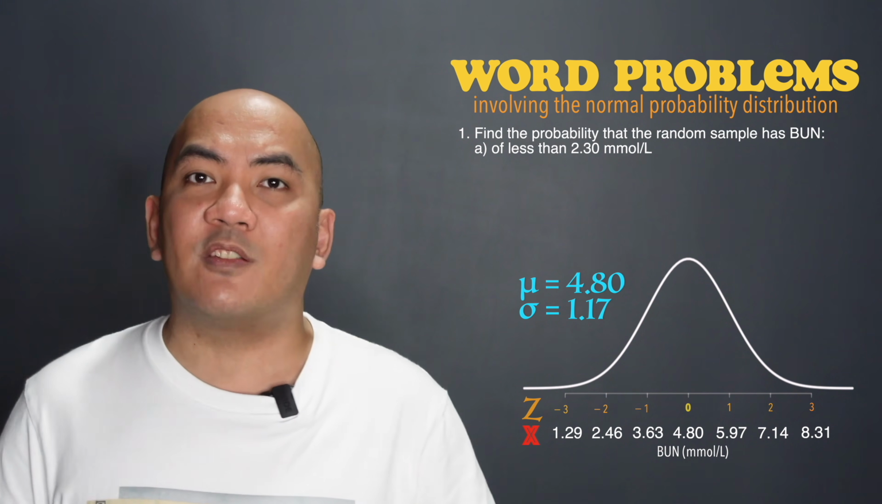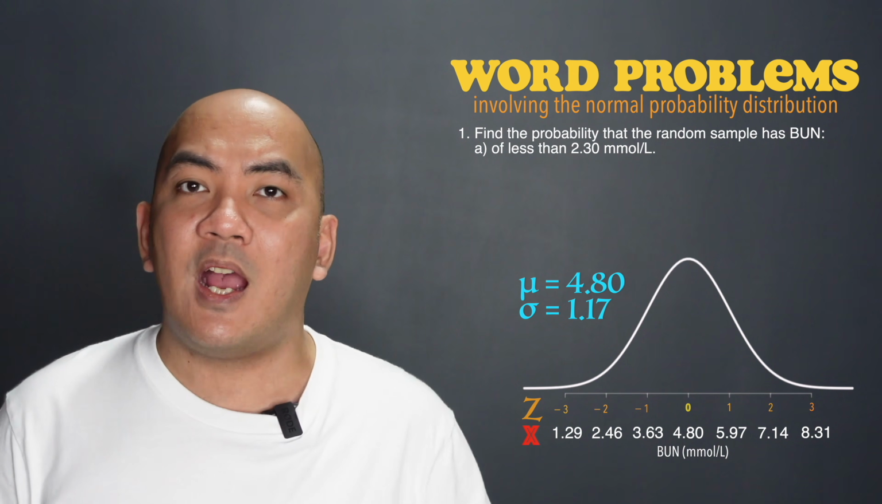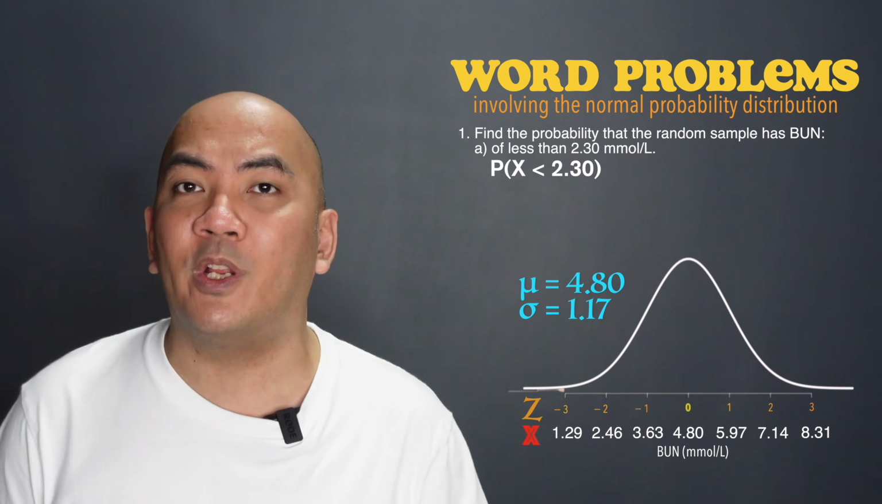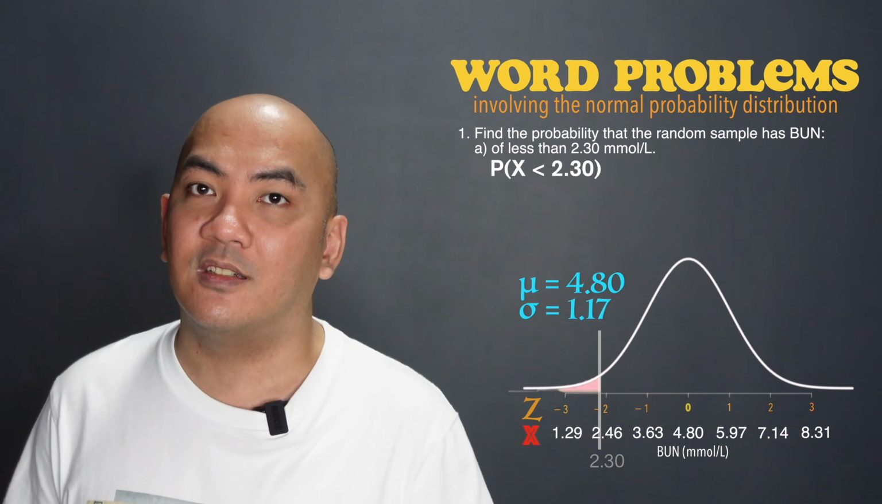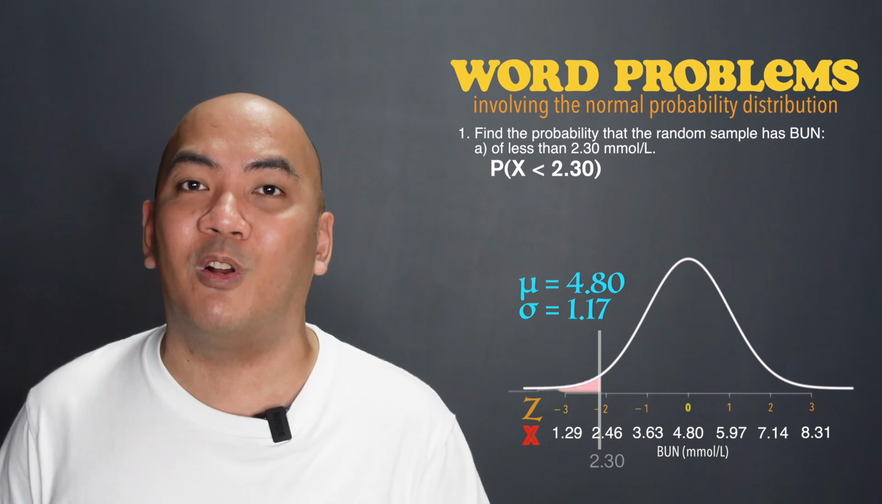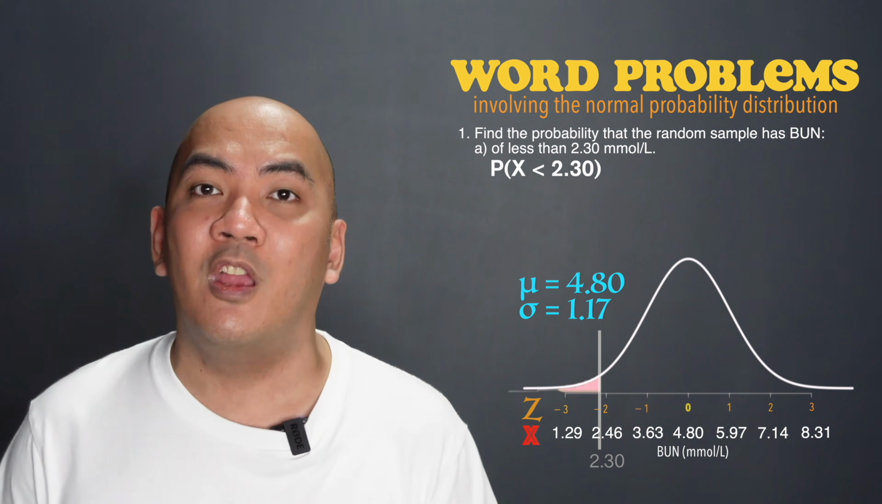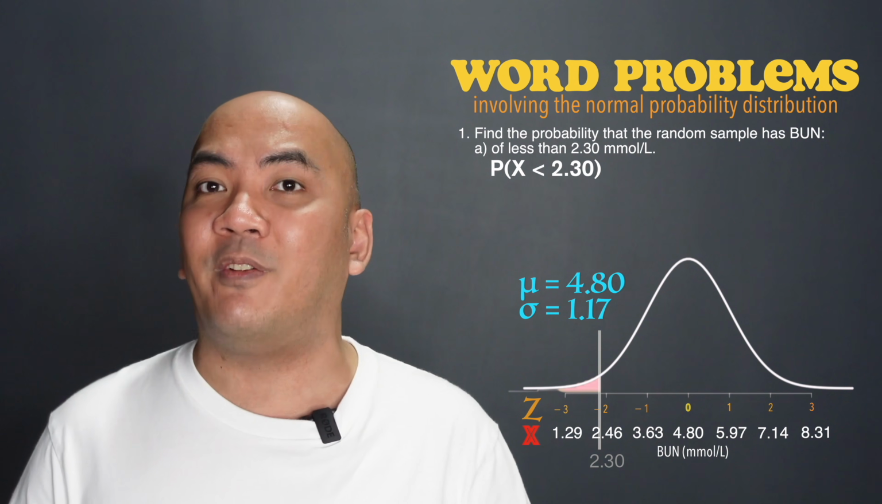Let's start with the first one. Suppose you're asked to find the probability that a random sample has a BUN of less than 2.30 millimoles per liter. And in order for us to make use of the NormDist point PDF table, which gives the cumulative probability of the standard normal distribution, we have to standardize 2.30 first.